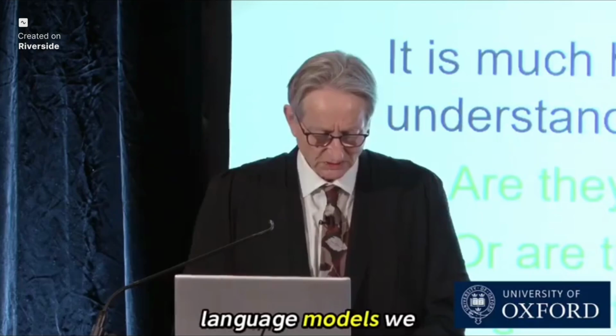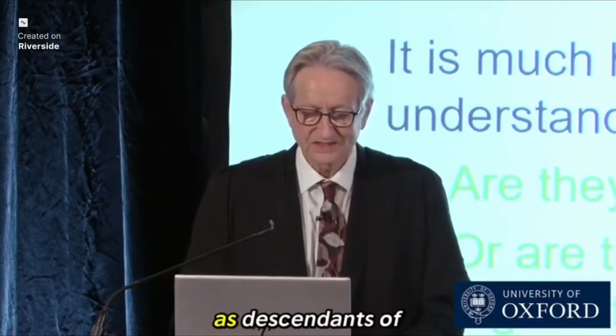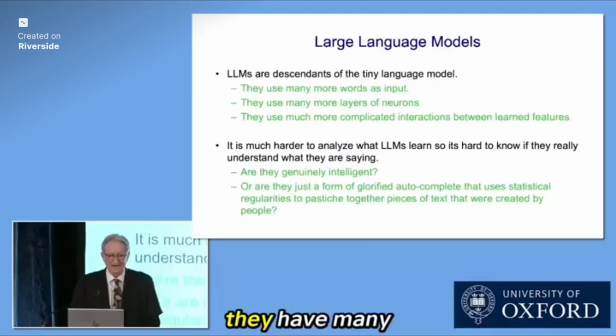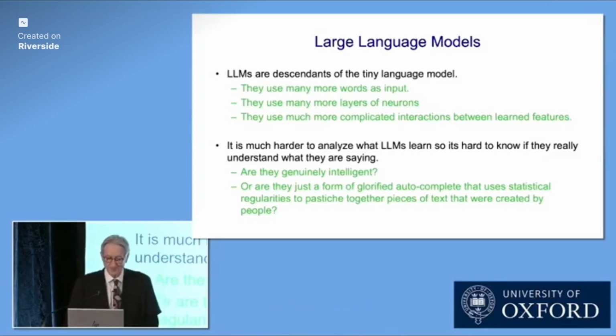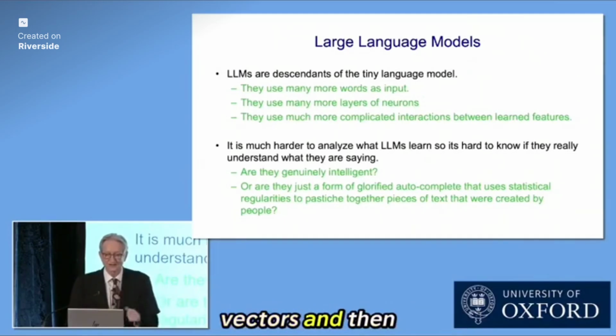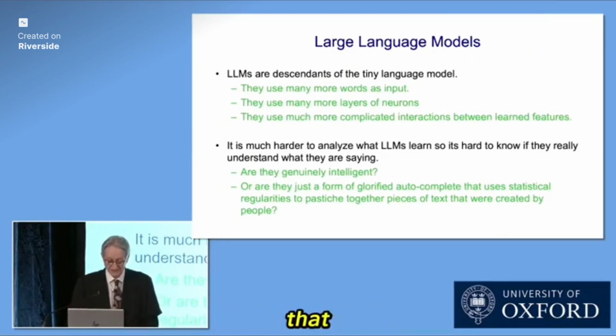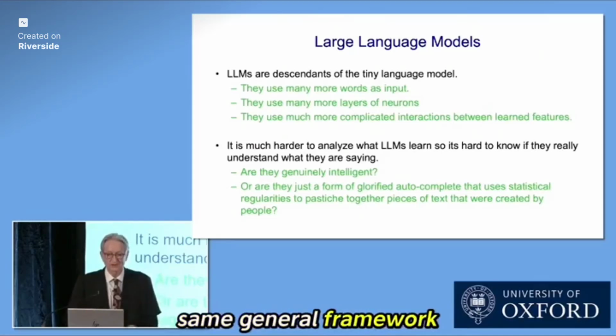So the large language models we have today, I think of as descendants of this tiny language model. They have many more words as input, like a million word fragments. They use many more layers of neurons, like dozens. They use much more complicated interactions. So they don't just have a feature affecting another feature. They sort of match 2 feature vectors and then let one vector affect the other one a lot if it's similar, but not much if it's different, and things like that. So it's much more complicated interactions. But it's the same general framework.